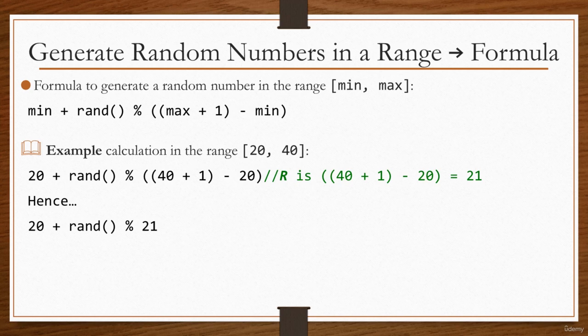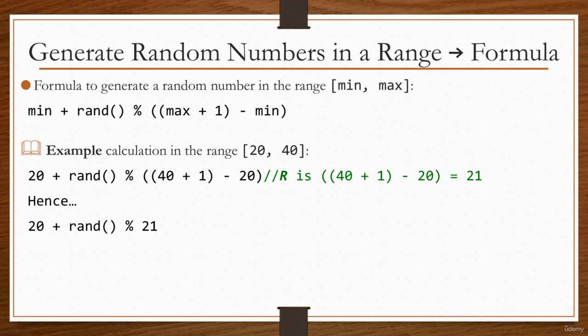So here's a quick example, a calculation in the range 20 to 40, as we had it in the previous example on the previous slide. So I'm simply copying that formula and I'm replacing the values. So 20 plus that rand function, we have modulus 40 plus 1 and minus 20 in those brackets. So r in that calculation is going to be 21, where r again from the previous slide is the amount of values in your range. So in this case, once again, 21.